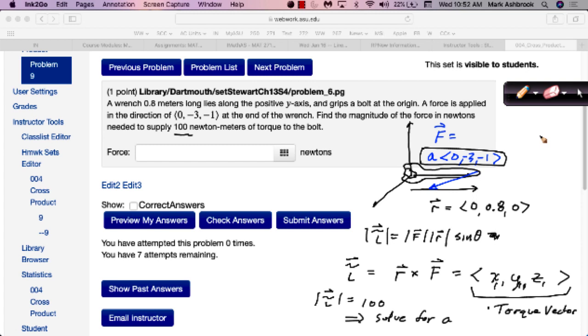So I don't know, maybe this is easier. Maybe finding sine theta, setting up a triangle, and doing this to get the magnitude of torque, because we know that's equal to 100 also. So this might be a different way to do it. You would be solving for A in the magnitude of F there. I'm not sure which is easier.